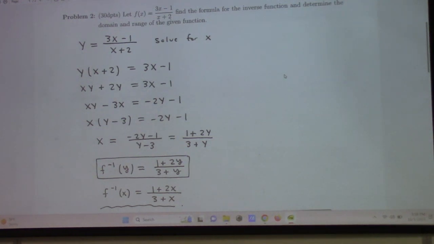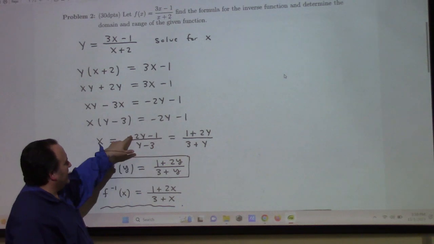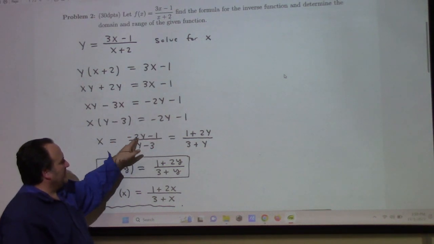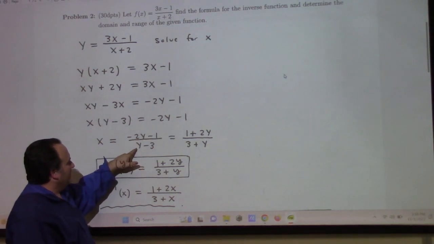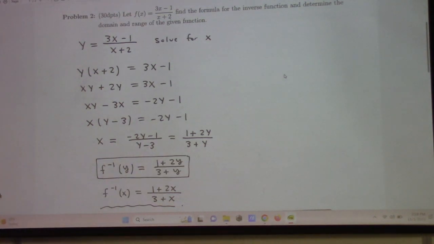Oh man, look at that. If I try to factor out -1 from the top, and if I factor out -1 from the bottom, I should have a minus y here. That's a mistake. My apologies. Yeah, this is an error.